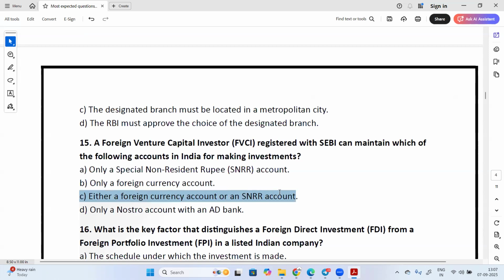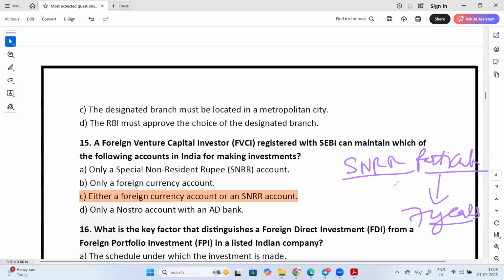So the correct answer is C. Either a foreign currency account or SNRR. That depends on the contract and what type of activity will be happening, because the SNRR account is only available for a particular period, that is 7 years. After that, this account should be closed. So it depends on which type of transaction the foreign venture capital investor is going to do, and based on that, he can open a foreign currency account or SNRR account.